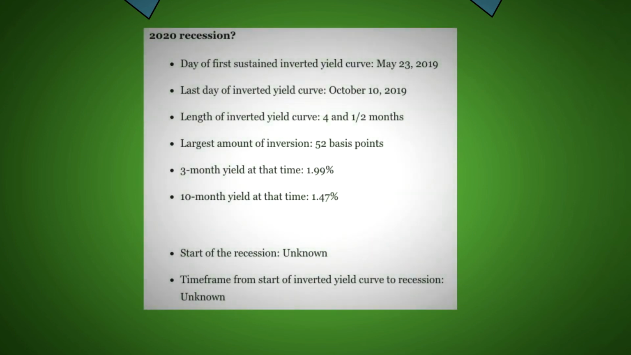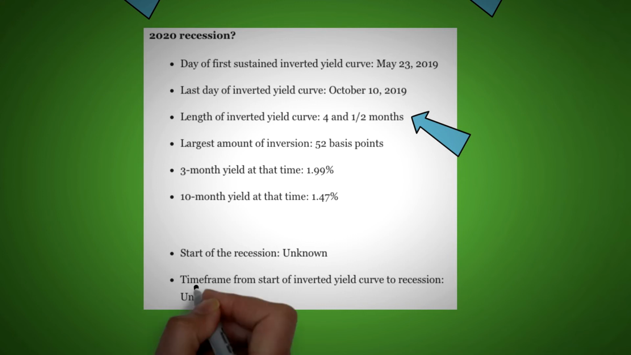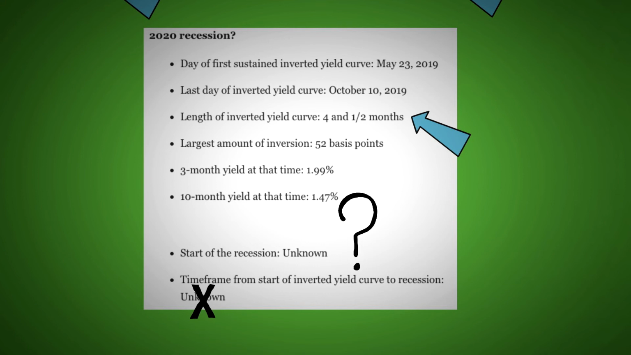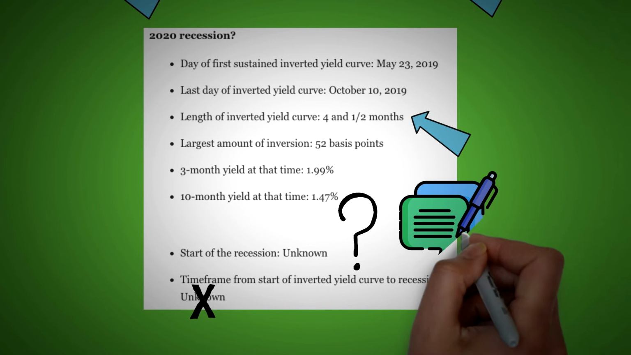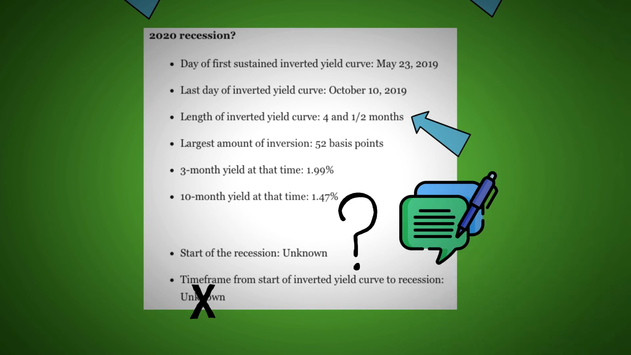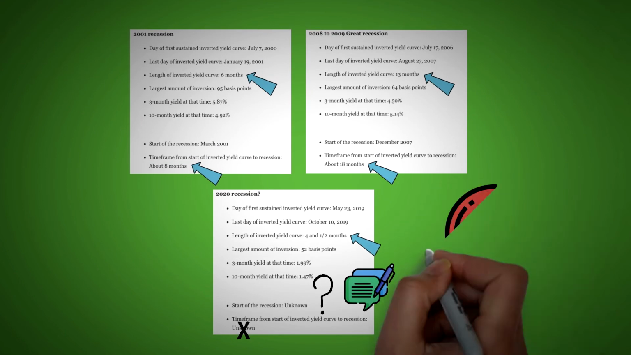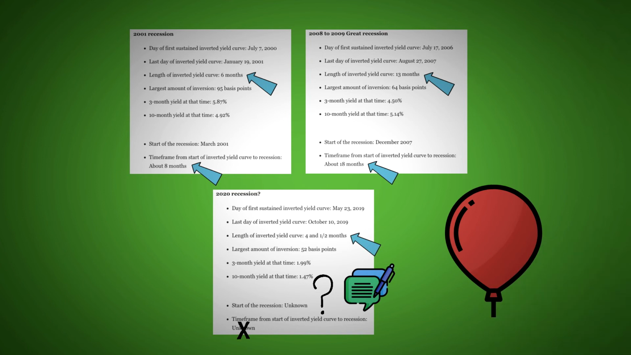For this hypothetical 2020 crisis, it was in the inverted portion for 4.5 months, between May 2019 to October 2019. Then the recession will happen X months later. Comment down below what you think the number X is. It's obvious there's a bubble, and just as likely it will pop. But when?